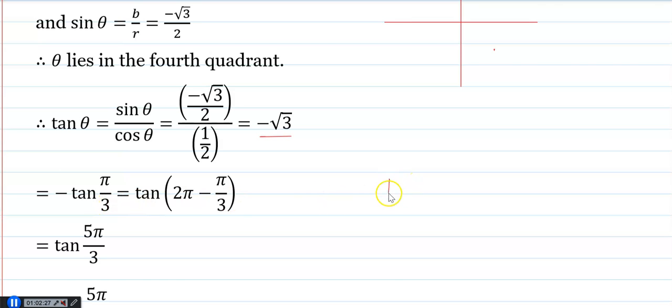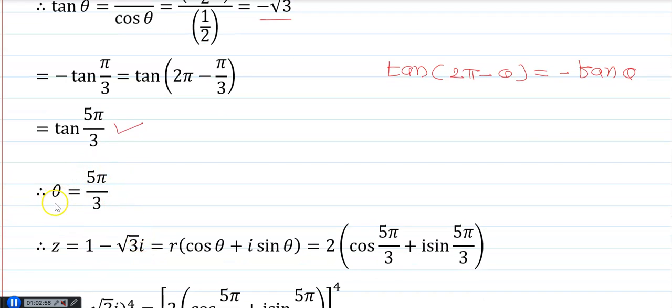Again, by using one more result, tan of 2 pi minus theta is equal to minus tan theta. And here, minus tan of pi by 3 can be written, by using this result, as tan of 2 pi minus pi by 3. When simplifying, 2 pi into 3, you will get 6 pi minus pi, that is tan of 5 pi by 3. Okay, therefore theta is equal to 5 pi by 3.